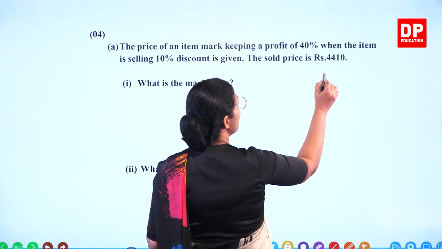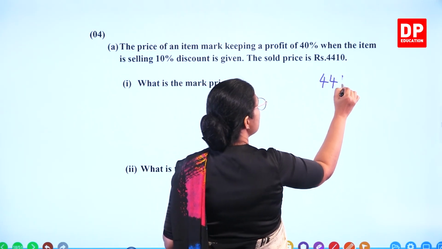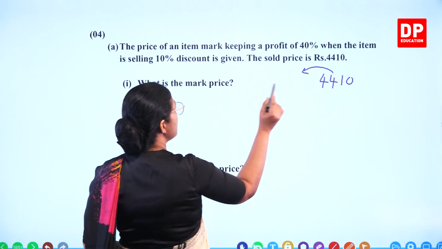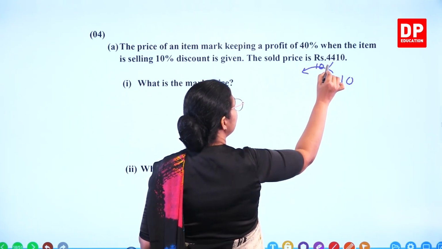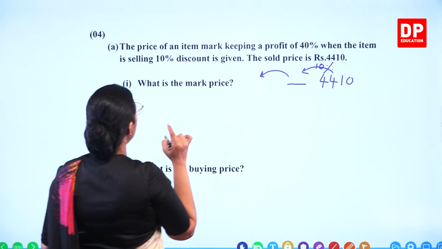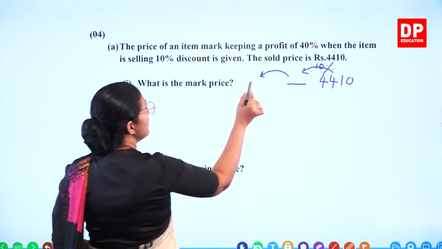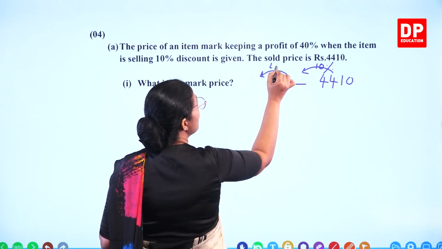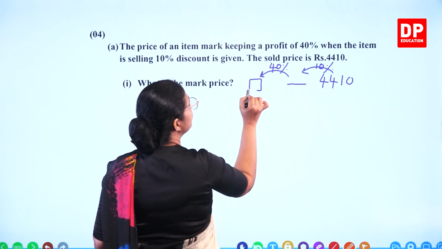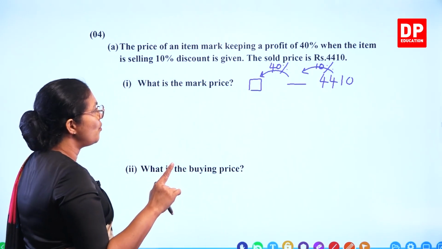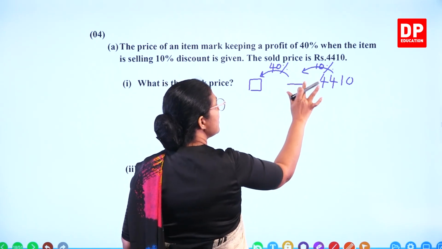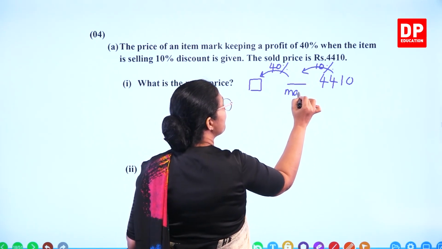Let's consider that 4,410 is the selling price, then the marked price with the 10% discount, and then you get 40% profit for this value. So you have to find 2 values. So what is the first one? What is the mark price? So you have to find the mark price here.